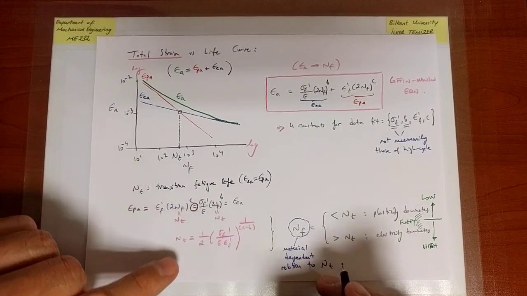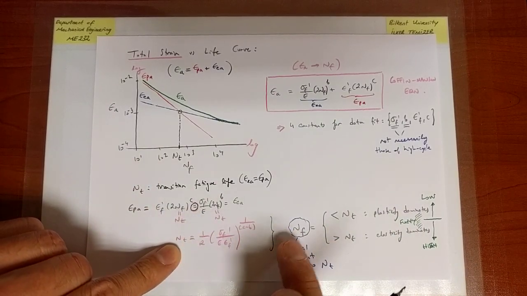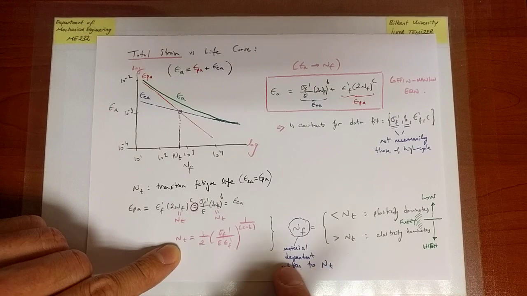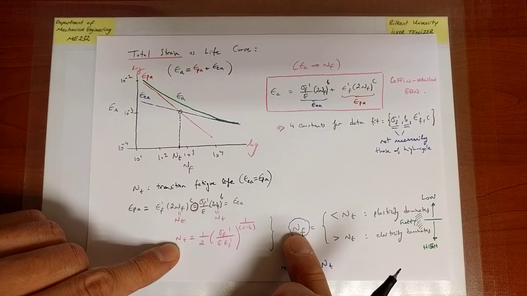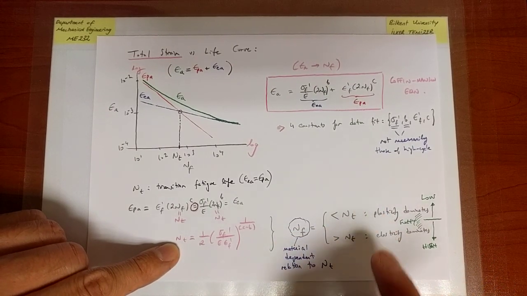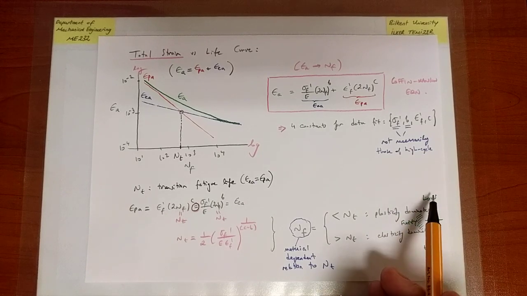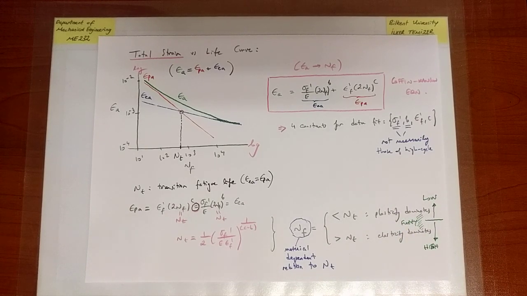NT is a number that is material dependent, and in relation to that value, we can look at the value of NF and determine whether we are towards the low or high cycle regime. So now we don't have to say 10^2 to 10^4 for that fuzzy transition. We actually have a number with respect to which we can judge an order of magnitude or less. We can set a boundary, and that value will depend on the material.